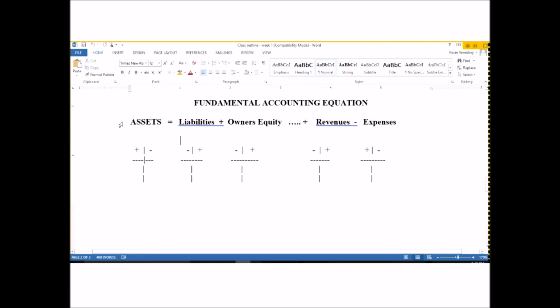Like any equation, it always has to balance, always. And you're always going to have at least 2 transactions for anything that happens in a business that you need to account for. So if something happens to the assets, one of 2 things then has to happen. Either something else has to happen to the assets and make it go the other way.